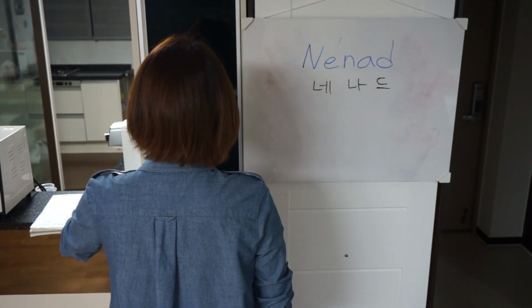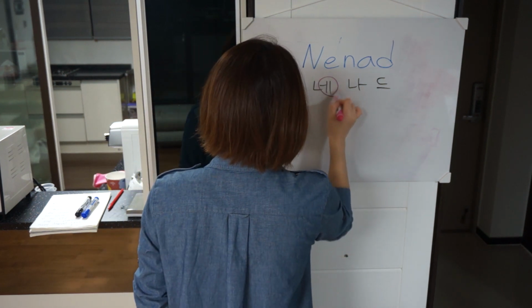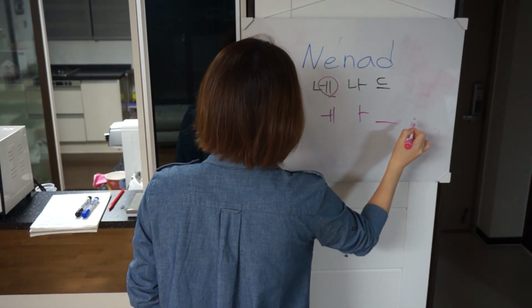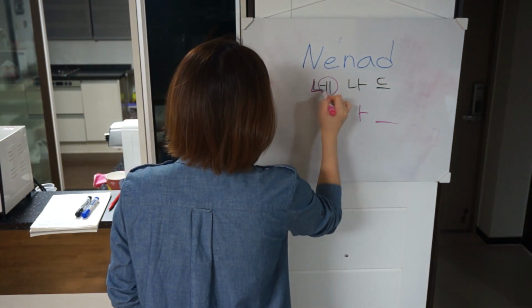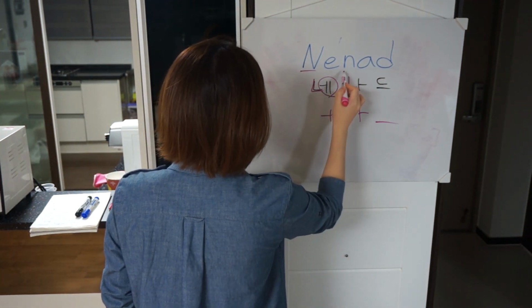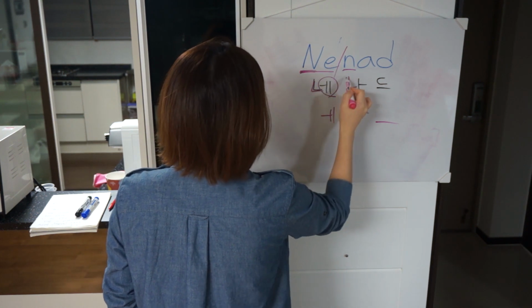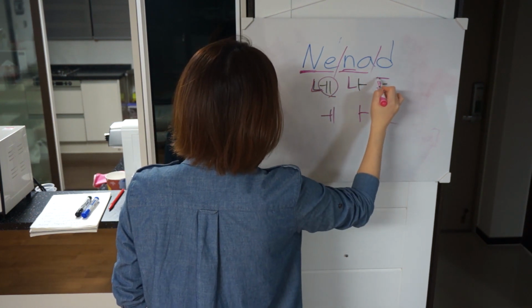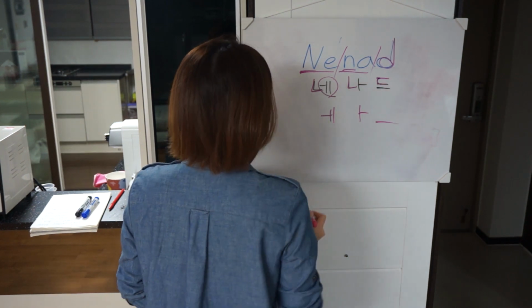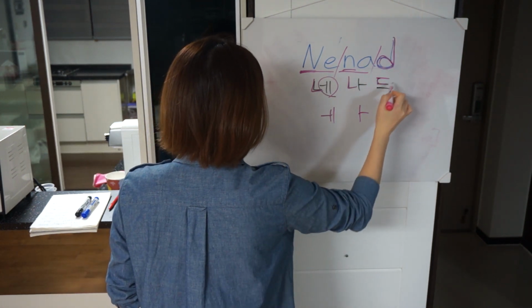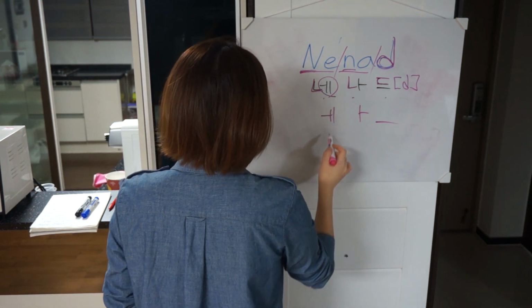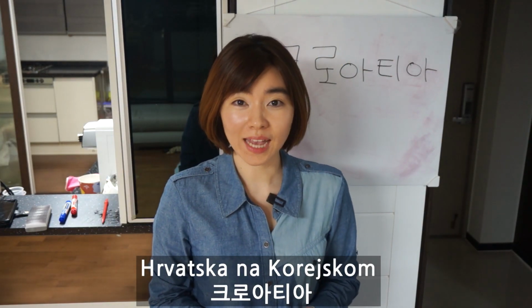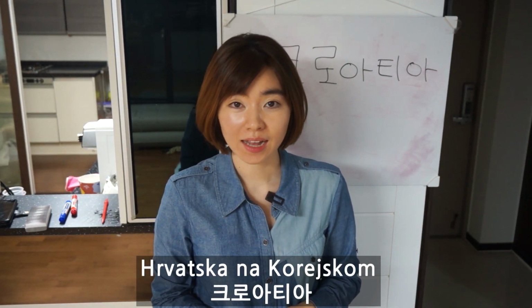So you can see the three vowels, 에, 아, 으. We learned the consonant 니은 is pronounced n, 네, 나, and then consonant 디귿 is pronounced d. 네나드. 크로아티아.